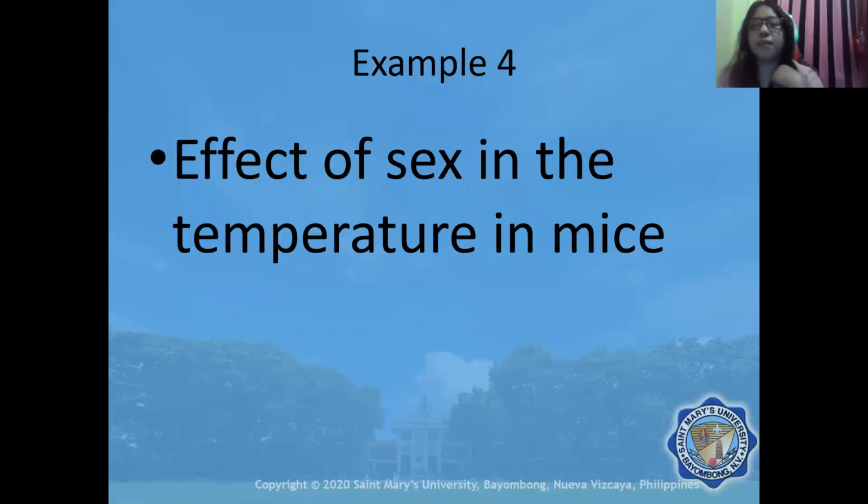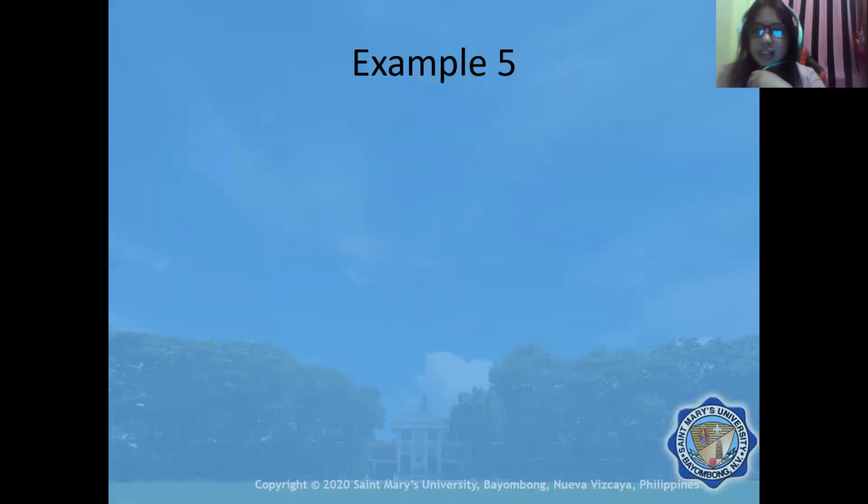Example number 4: effect of sex on the temperature of the mice. Here, if we say that there is no effect, or the temperature of male and female are the same, it is a biological null hypothesis. But if it is stated as there is no significant difference between the temperature of the male and female mice, that is again a statistical null hypothesis.